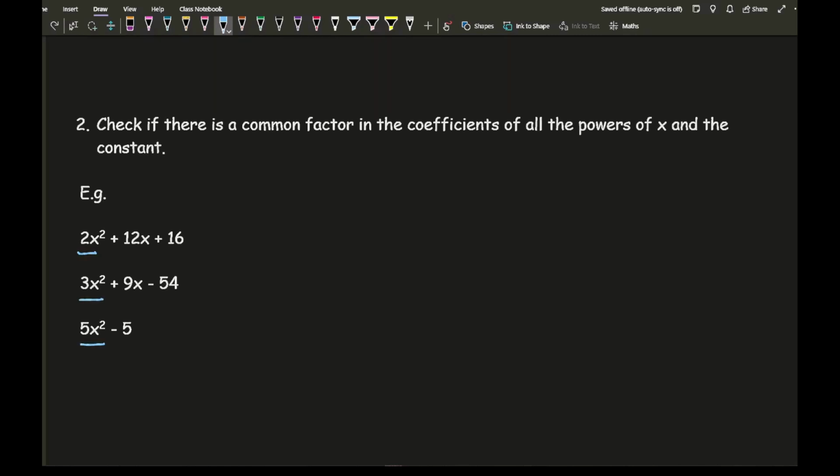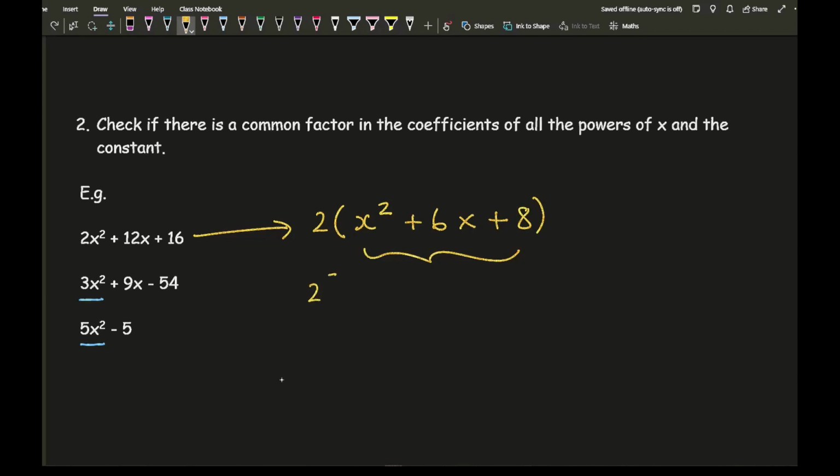Now, with these, what you want to try and be able to do is spot that all of these numbers, so for example, in this first one, we've got a 2, we've got a 12, and we've got a 16. Well, they're all multiples of 2. So before we even go on to factorize, what I can do is I can take 2 out. So I end up with x squared plus 6x plus 8. And then from this, all I can then do is just factorize what's in the brackets.